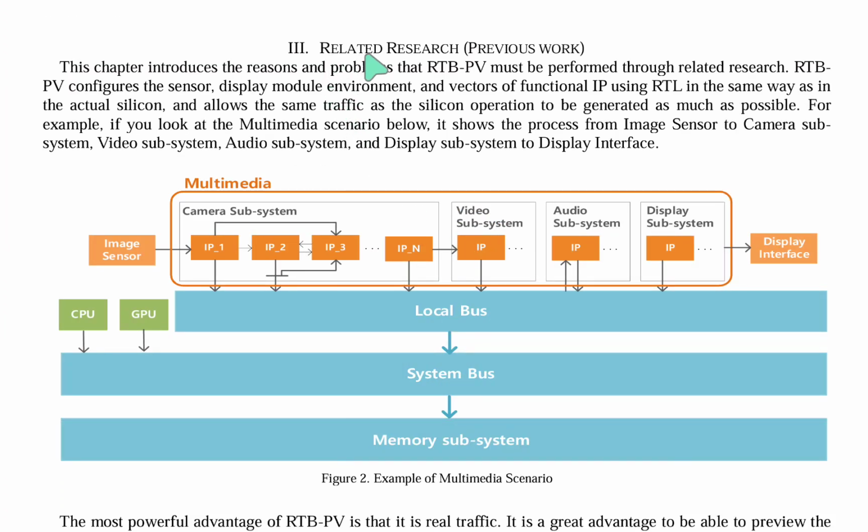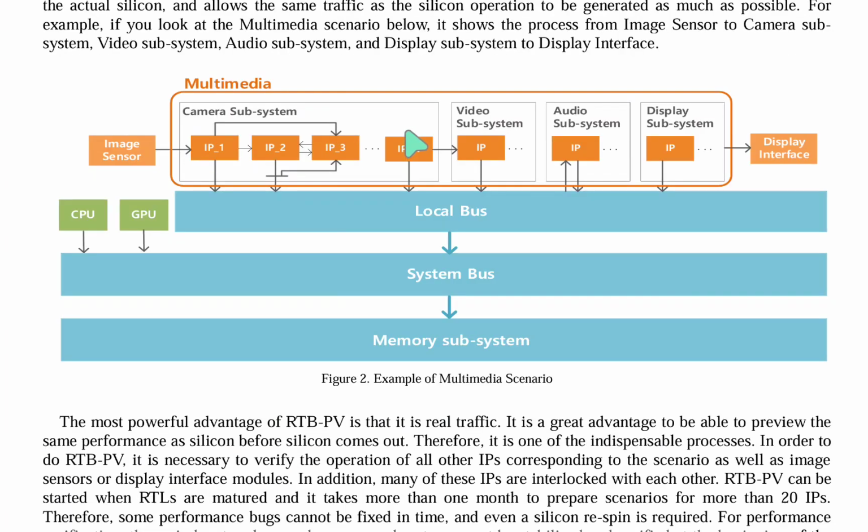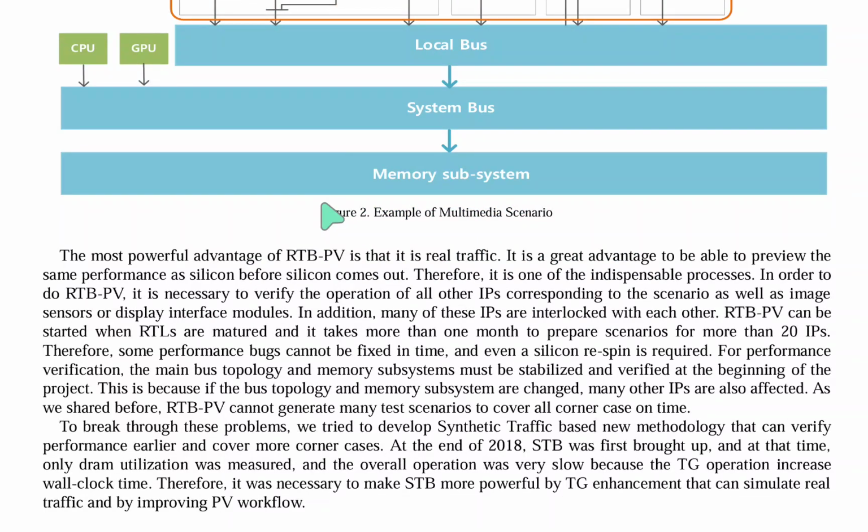Section 3 is related research, previous work. This chapter introduces the reasons and the problems why the RTB-PV must be performed, through the related research. RTB-PV configures the sensor and the display environment and operates functional IPs using RTL in the same way as in the actual silicon, and allows the same traffic as the silicon to be generated as much as possible. For example, if you look at the multimedia scenario below, it shows the image sensor connected to the camera subsystem, a video subsystem, an audio subsystem, and a display subsystem to the display interface. Figure 2, example of multimedia scenario.